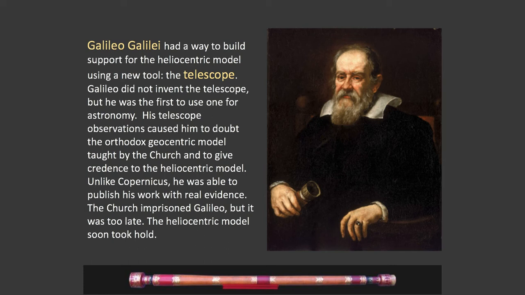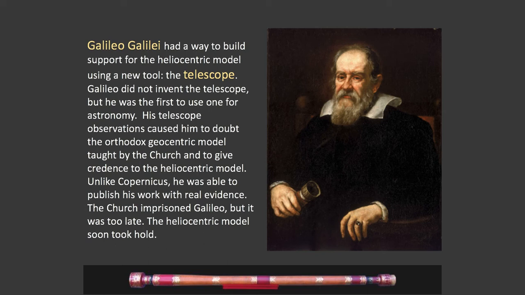And he had a tool that would help him actually prove that Copernicus was on the right track. And that tool was the telescope. Galileo didn't invent the telescope, but he was the first one that we know of to use it for astronomy. And his observations caused him to doubt the orthodox teachings of the church and actually give some credence to what Copernicus had said. And the telescope gave him real evidence.